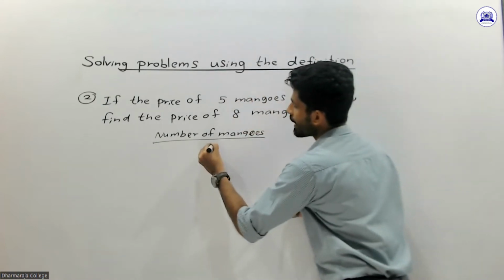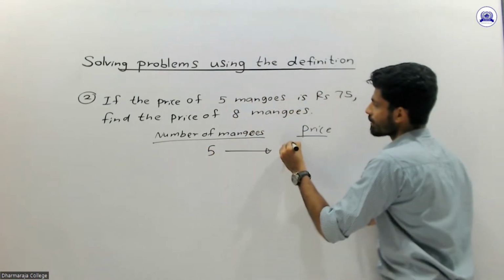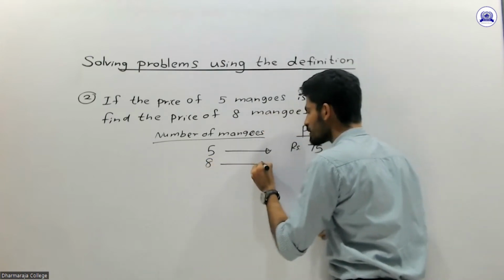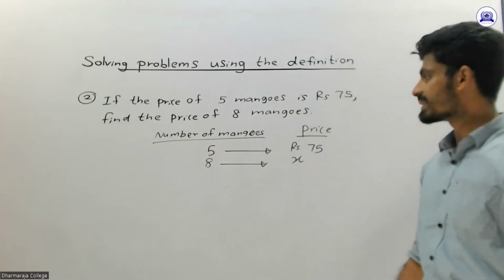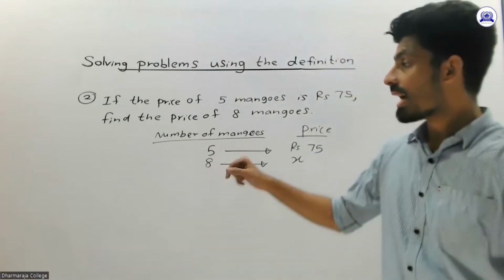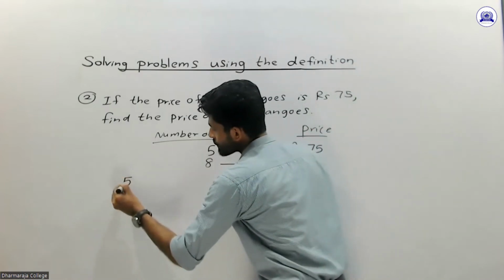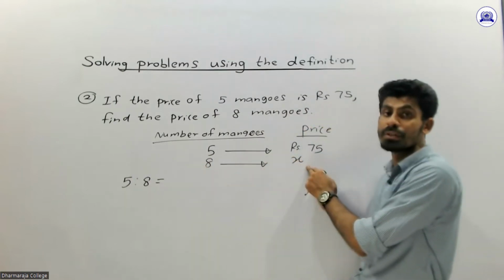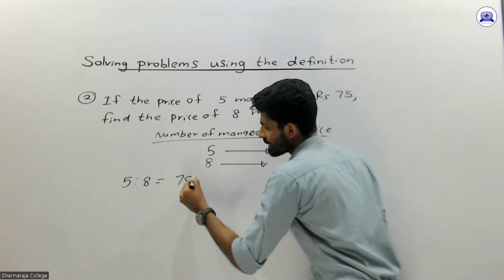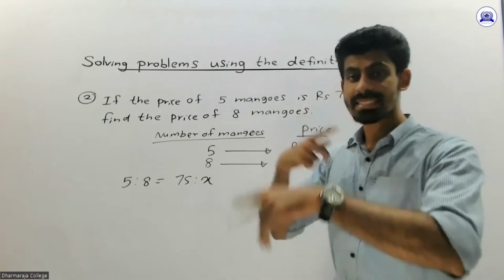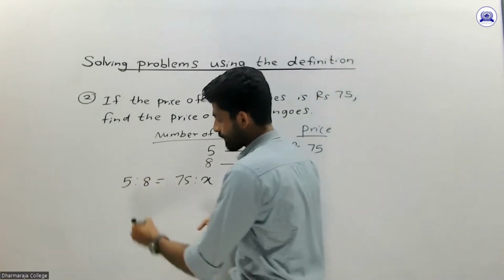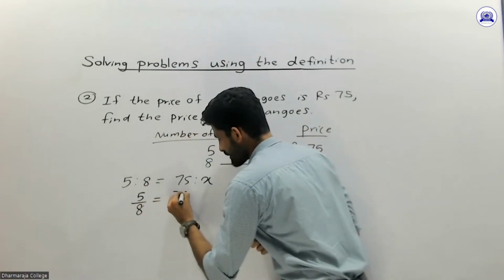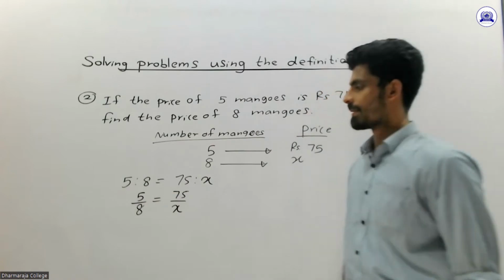Let's take 5 mangoes equals 75 rupees. 8 mangoes, you don't know the value, so you can consider that value as x. Just take the ratios. 5 to 8, very easy. Then on the right side, 75 to x. Now you can convert that into a fraction, right? 5 over 8 equals 75 over x.